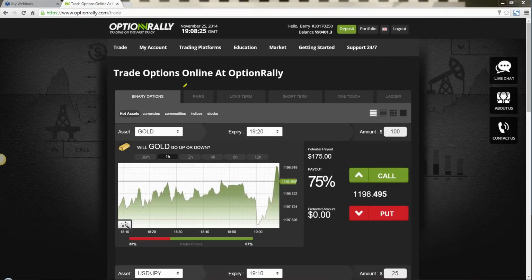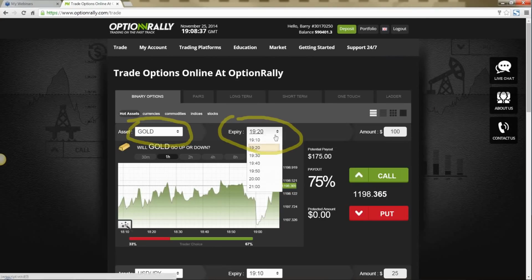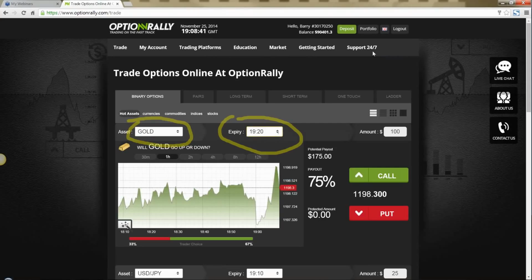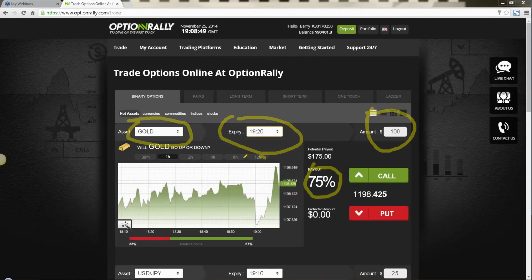So we'll go over it real quickly. We use gold. So we pick gold as our asset that we're going to trade. We pick the 1920 from the expiry window using the drop-down menu. And as you can see all the different expiries, but this is the default expiry. We typed in $100. Okay, and we can see the payout is 75%. We see the current charts.